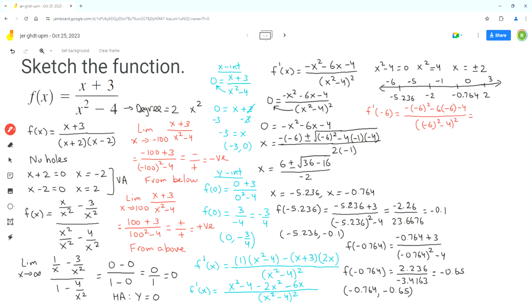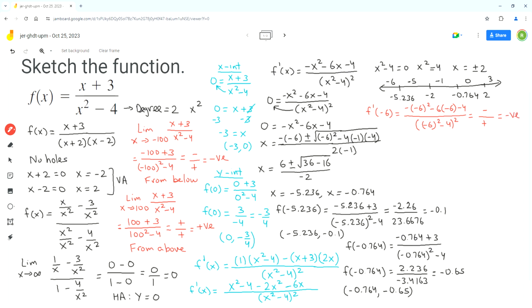Now in the denominator the expression will be positive because there is a square on the outside of the expression, so we always get a positive result in the denominator. Now in the numerator, negative 6 squared is 36, so it becomes negative 36, and in the second term negative 6 times negative 6 is positive 36. So the first two terms will cancel out, so we will get a negative value, negative 4 in the denominator, so the overall value will be negative.